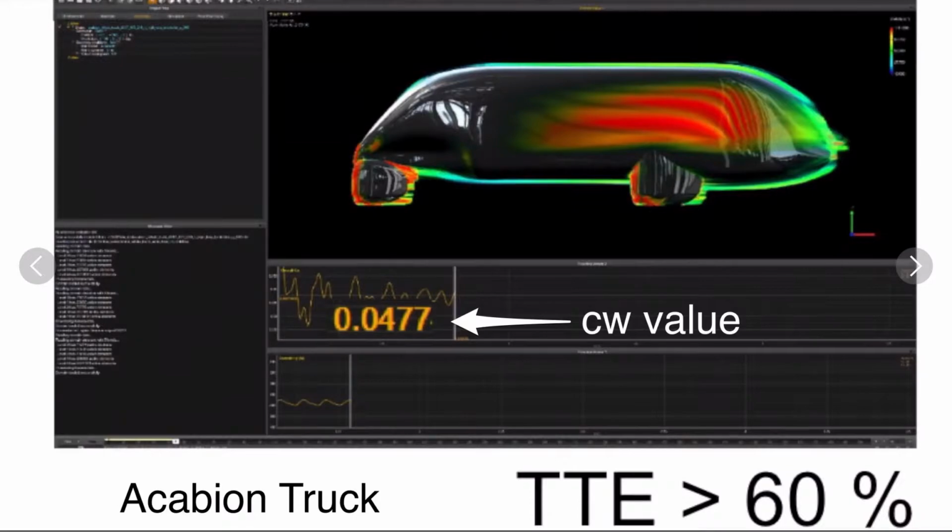Let's go to the Acabion vehicles here. These vehicles exist only in the simulation. So this Acabion company has been founded by Peter Maskus, and he has done a lot of simulations together with the ETH Zurich in Swiss. And what you see here is one of his simulations for a truck, for this so-called Acabion truck.